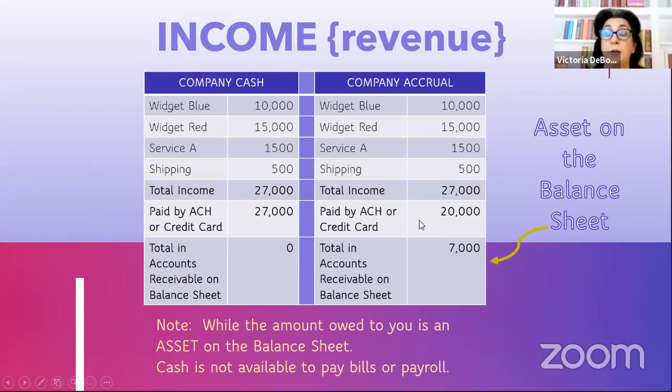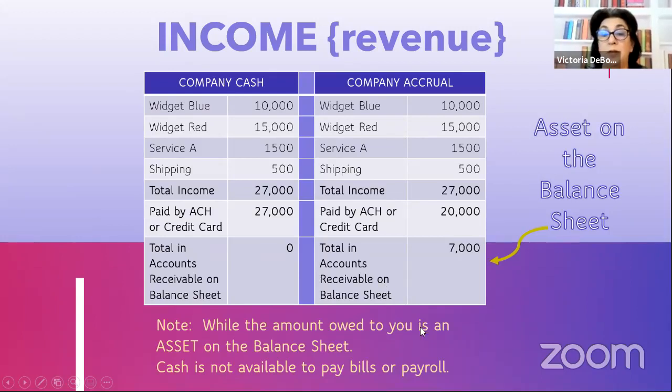You don't have to worry about collecting anything. On the other hand, if you have the same company with the same kind of structure, but only $20,000 have come in by ACH or credit card, some of your customers or clients still owe you $7,000. That $7,000 you can collect on, and that's an asset on your balance sheet.